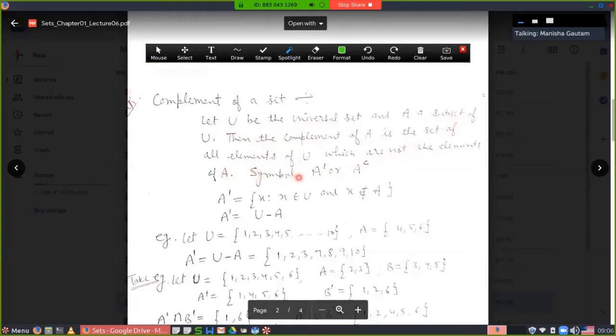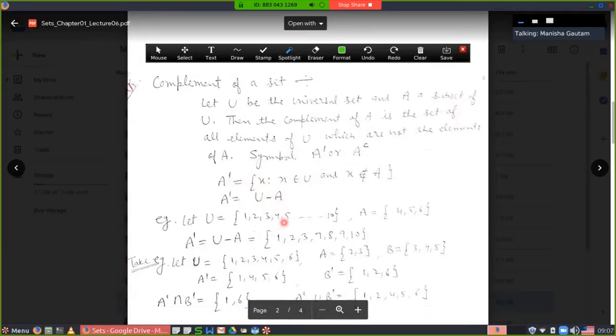The symbol for complement is A dash or A to the power C. C means complement. In set builder form, this statement can be written as: A complement is equal to the set of all those elements X such that X belongs to the universal set but X does not belong to set A. Or you can say universal set minus A, the difference of the universal set and the given set A.